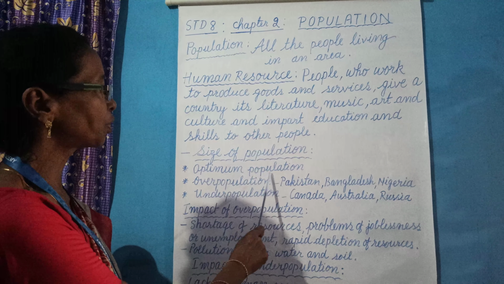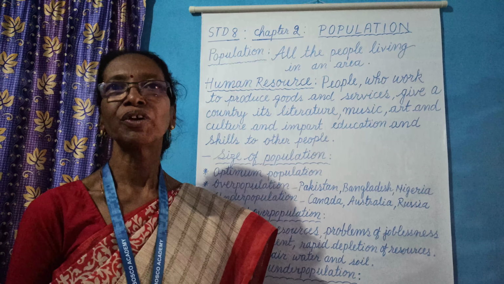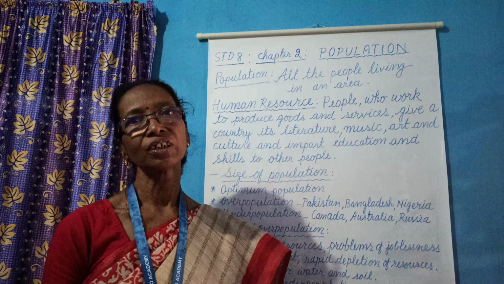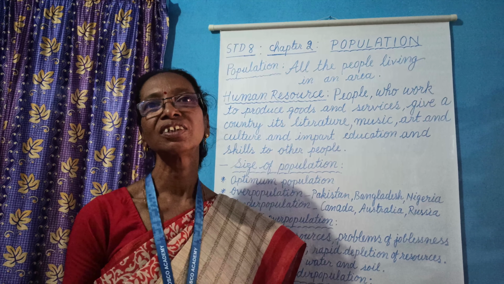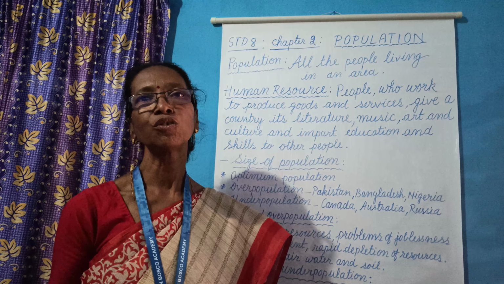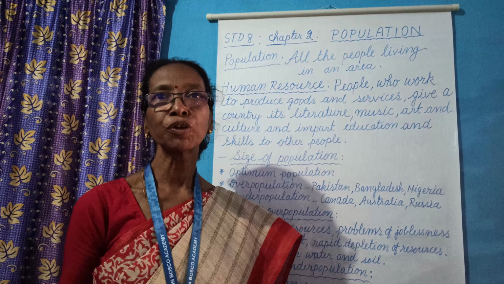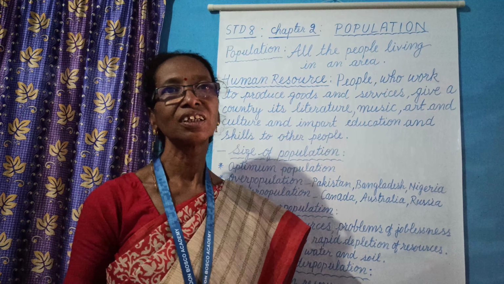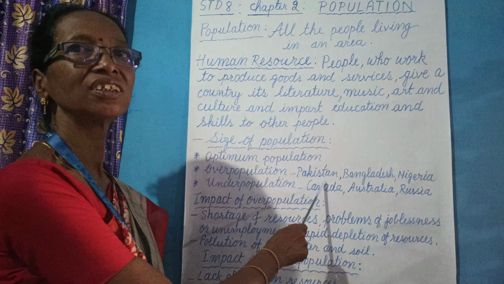What do you mean by optimum population? A condition in a country where all the people are getting the resources, or with the help of these resources they can fulfill their needs, the main needs or necessities like food, shelter and water. So these necessities can be fulfilled by the resources, and all people are getting it. That area has the optimum population.